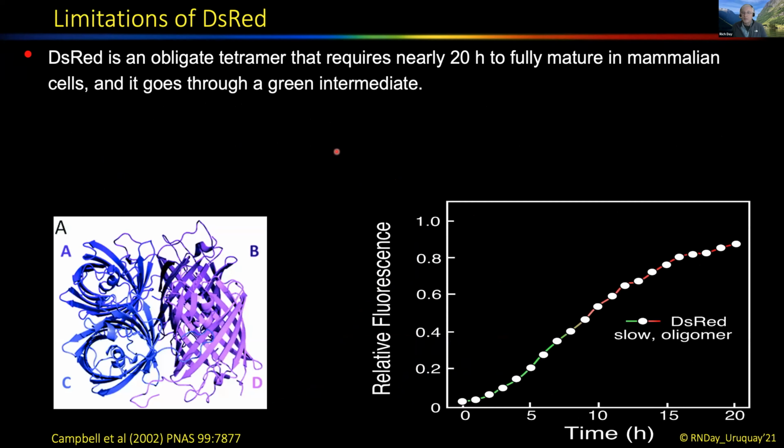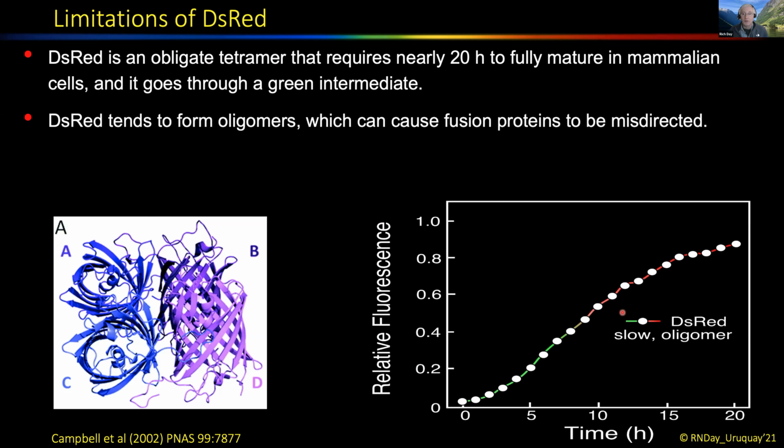However, there were some distinct problems with DsRed. As I mentioned, these FPs like to form higher order structures. And DsRed is an obligate tetramer that takes nearly 20 hours to fully mature in mammalian cells. And it also goes through a green intermediate as it's maturing. So this is a real problem if you want to use it in multispectral imaging. The other problem was it forms oligomers, so it tended to misdirect any fusion protein you made to it.